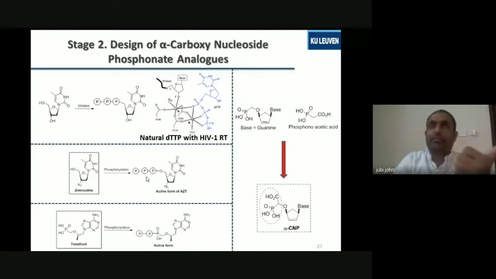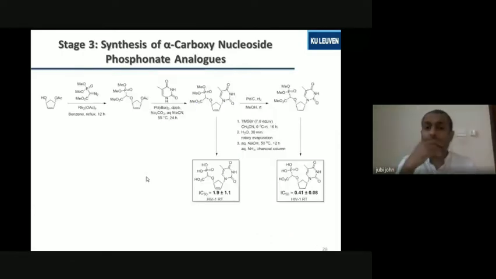So the first stage was we identified a target. The second stage is we designed a molecule, designed an inhibitor. The third stage is you have to synthesize the inhibitor. For that, we did several organic reactions and made molecules with the nucleobase and carboxyphosphate group, and we used cyclopentane and cyclopentene as the linkers.